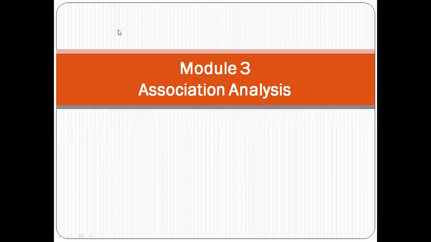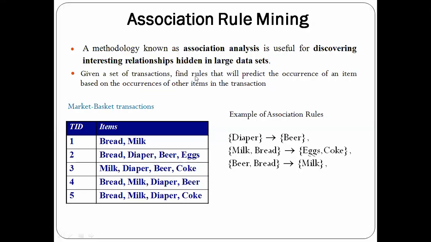In the last class, we started the third module, association analysis. We saw some of the basic concepts, that is, the definition of association analysis. I'll just repeat that. Association analysis is mainly used by business owners or retailers to improve their business, their marketing promotions, customer relationship, and inventory management. So they will be performing this association analysis.